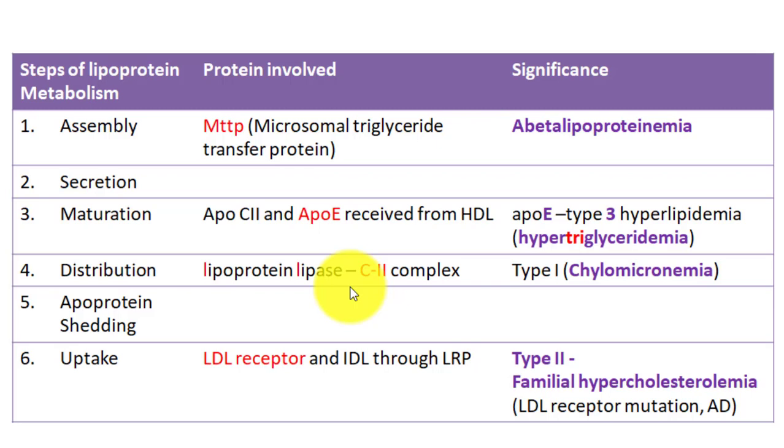Glycerol and fatty acids are transported across to the tissue, and either adipose tissue will store the glycerol and fatty acid, or other tissue will metabolize them. So if there is a disorder of this lipoprotein lipase, or a disorder of this C2, it will cause type 1 hyperlipidemia. Type 1 hyperlipidemia is also called chylomicronemia.